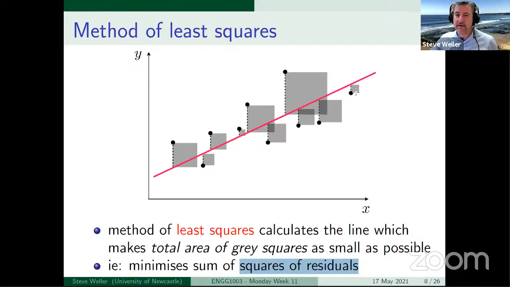And the method of least squares chooses the red line that minimizes the sum of the squares of residuals, namely the total area of those gray squares. So if you walk away from today's lecture with a mental image, this is probably the mental image I want you to walk away with. What does least squares mean? It defines the best fit as being the line which minimizes the total area of the gray squares.